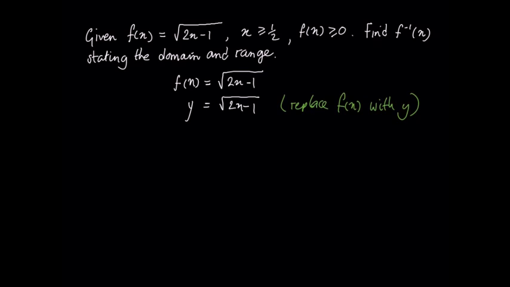The next step is to square both sides, so we can remove the root. y squared is equal to 2x minus 1. Now we'll rearrange to make x the subject. We'll make a note of that. Make x the subject.